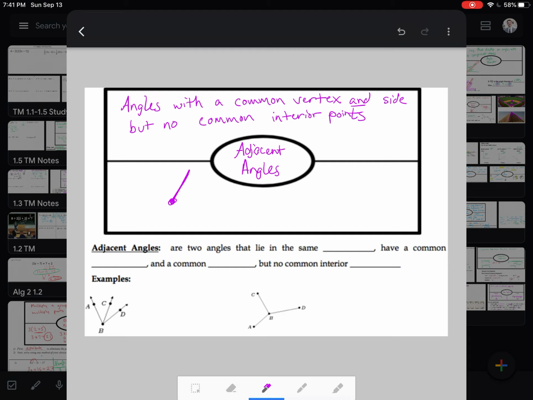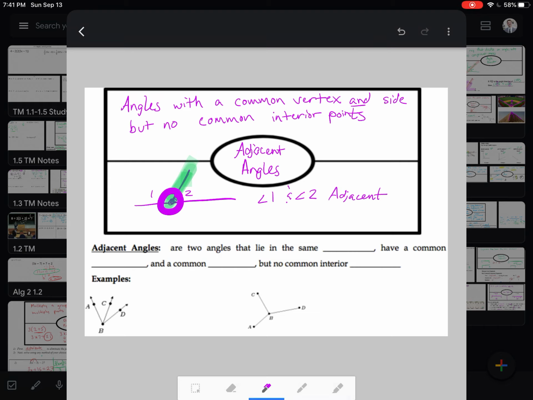So if we were to draw a line like this, that's an example of angle 1 and angle 2 being adjacent angles, because this side is in common and this vertex here is also in common. So those two things together make angles 1 and 2 adjacent. Angle 1 and angle 2 are an example of adjacent angles.